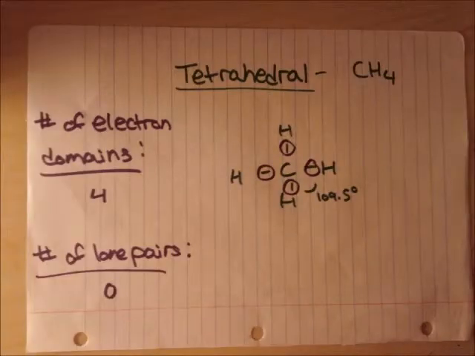A fifth geometry is the tetrahedral structure. An example would be CH4 or methane. To get as far apart from one another as possible, these bonded pairs will form this shape with a bond angle of 109.5 degrees.